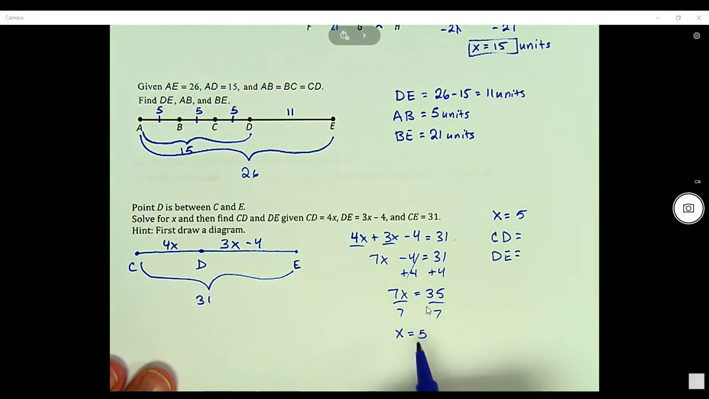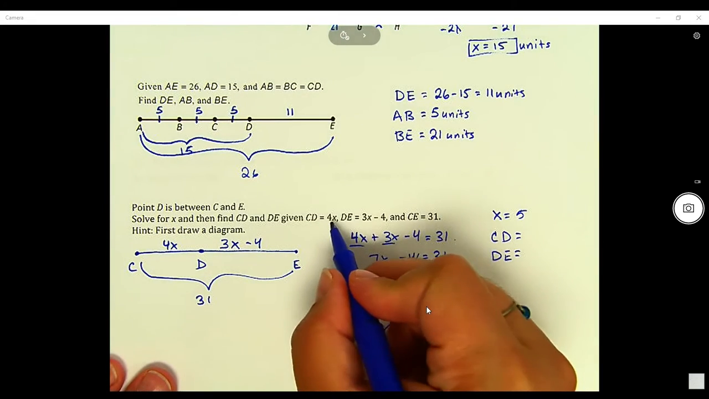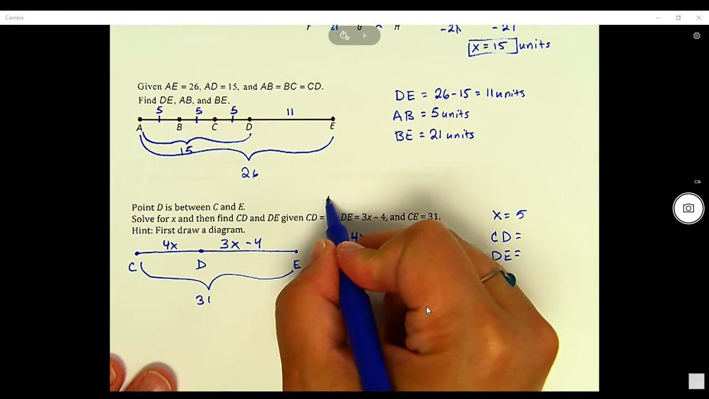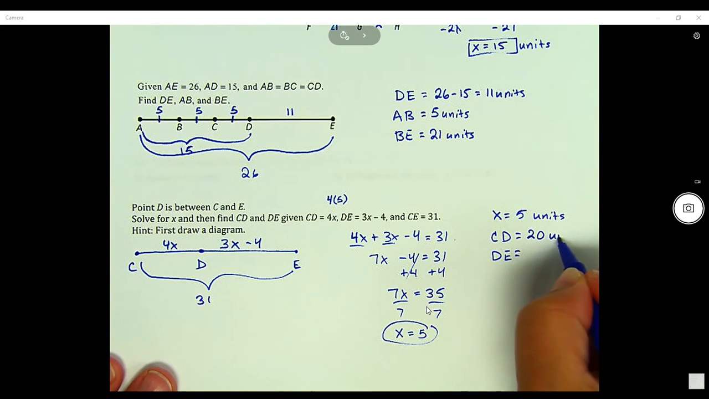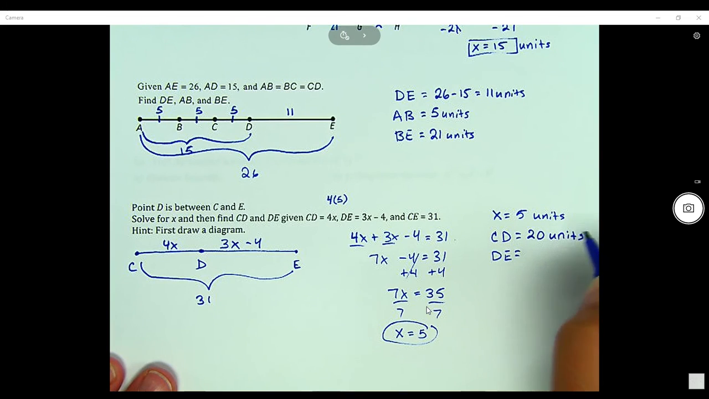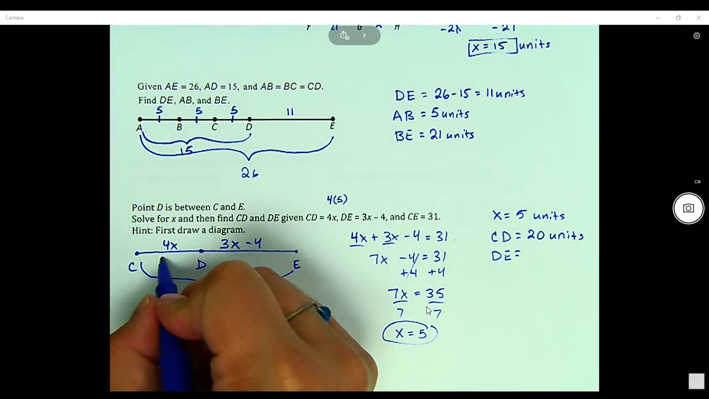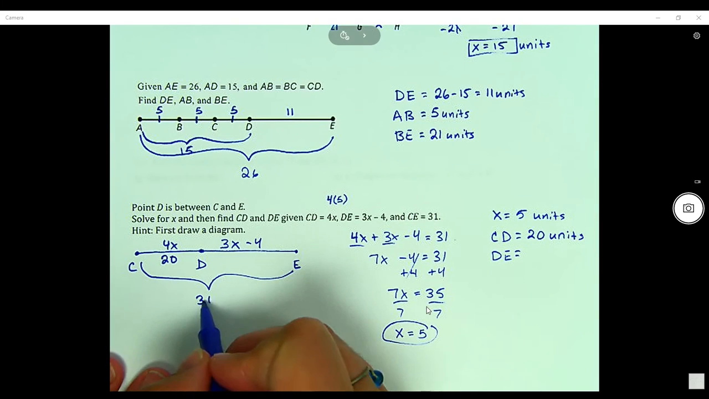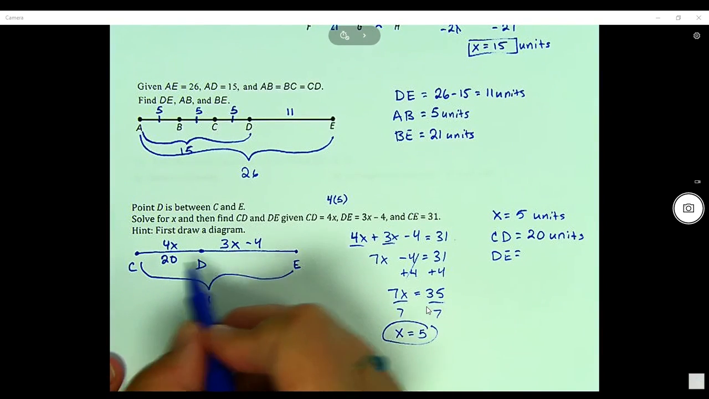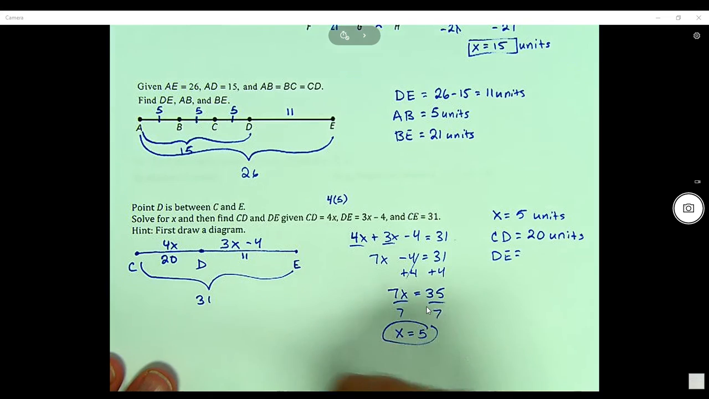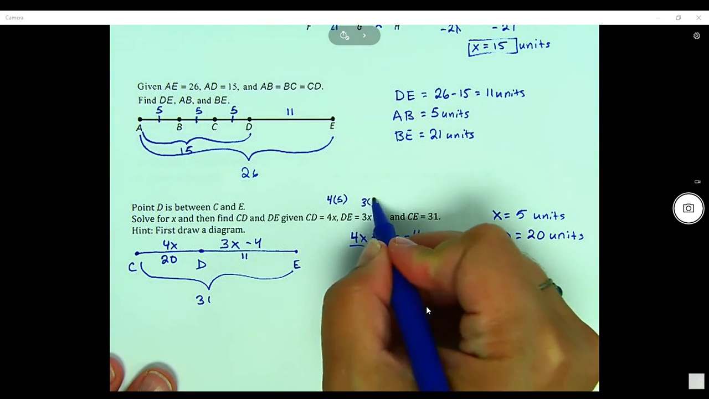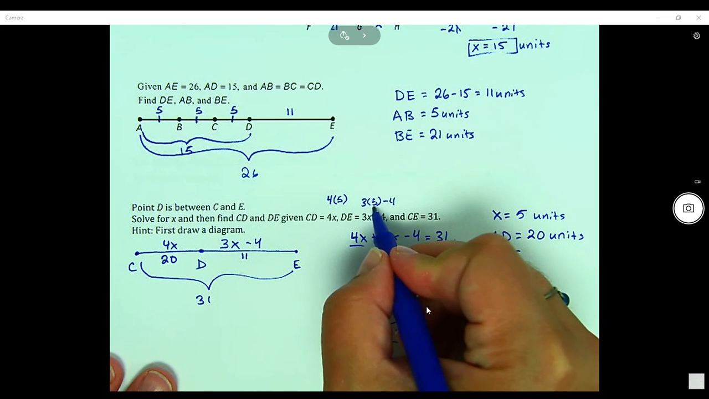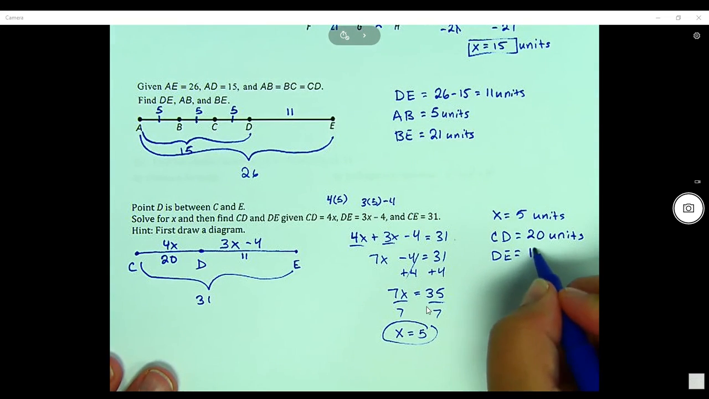Okay, to find those, I'm going to take this x and I'm going to substitute it here. So for CD, it's going to be 4 times 5. So CD is just 20. Let's go ahead and say units here. Ideally, you'd have a unit of measure like inches or centimeters. So now if I know that this part is 20, I could just do subtraction, right? 31 minus 20 should give me 11. But you also want to make sure that you've got the right answer. So let's plug it in here. So 3 times 5 minus 4. 3 times 5 is 15 minus 4 is also 11 units.